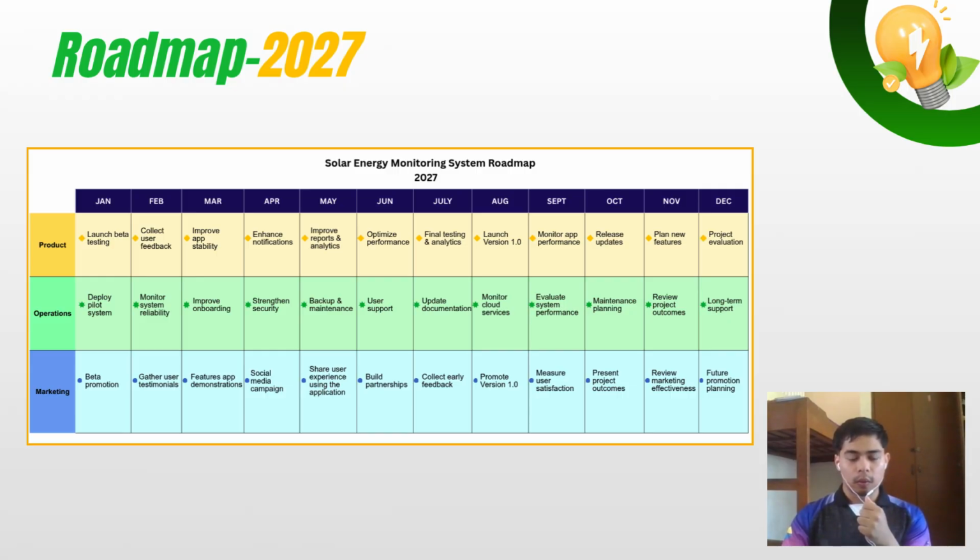So overall, this roadmap shows a realistic development flow from planning, development, and yearly promotion in 2026 to the beta testing, official release, system support, and continuous improvement in the year 2027.